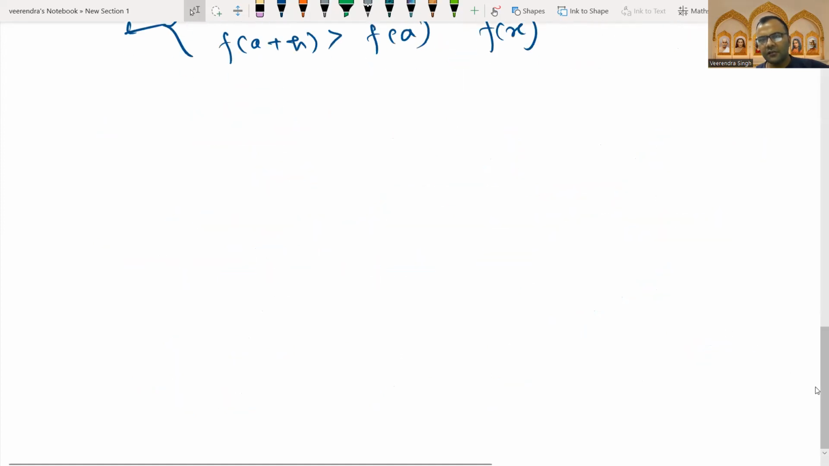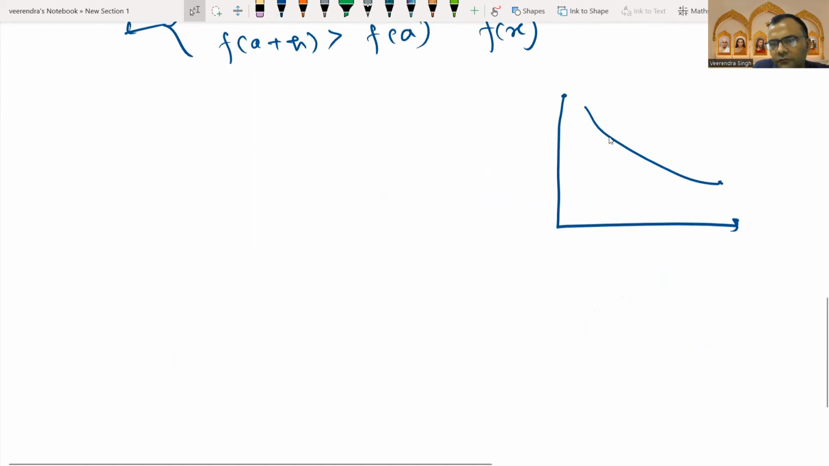Similarly, if I take the graph like this, suppose here the point is A minus h, this point is A, and here the point is A plus h.